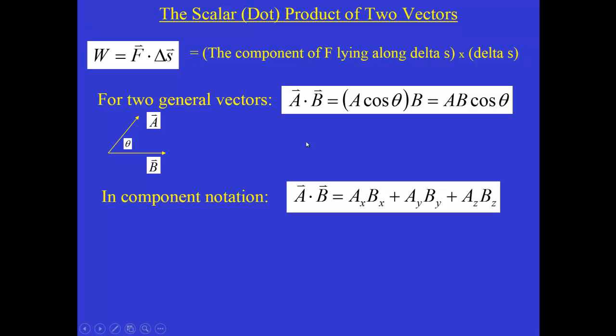All right, in component notation, if we want to deal a little bit more easily with a situation where we may not know the angle between the two vectors, but we may know their components, for example, A is equal to A_x i hat plus A_y j hat plus A_z k hat, using unit vector notation, you can show that A dot B for that general case is simply the product of the similar components of the two vectors then added together. So it's A_x B_x plus A_y B_y plus A_z B_z.